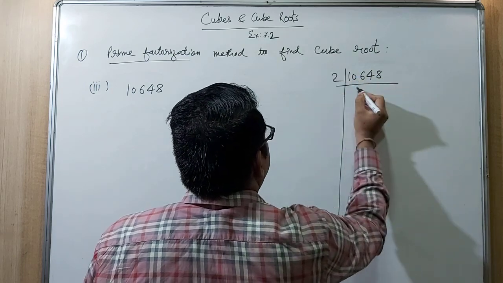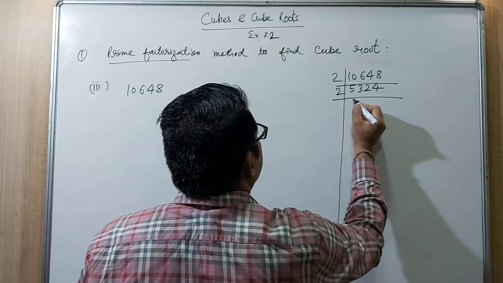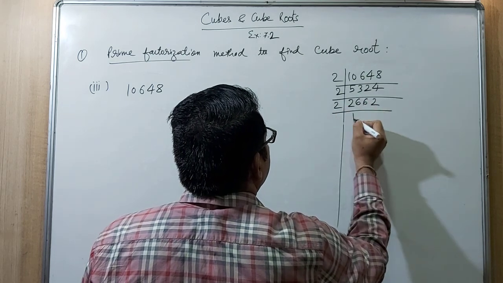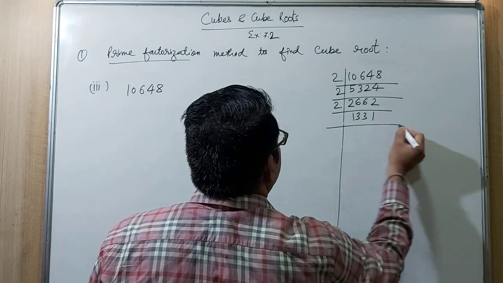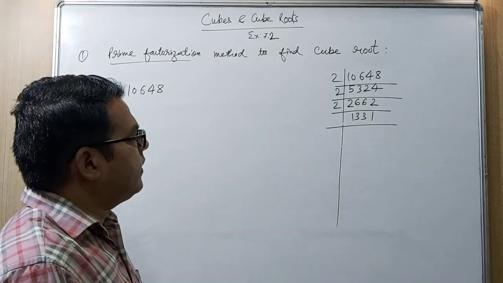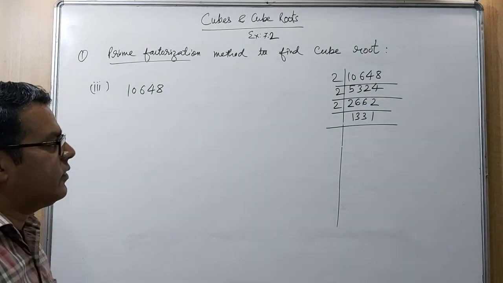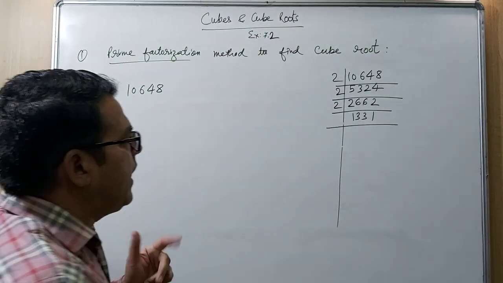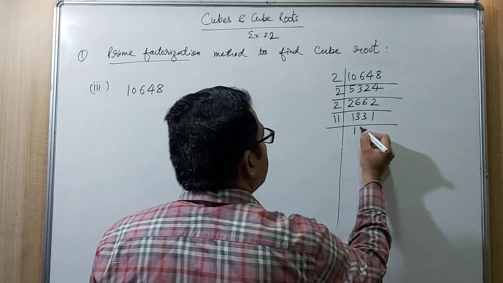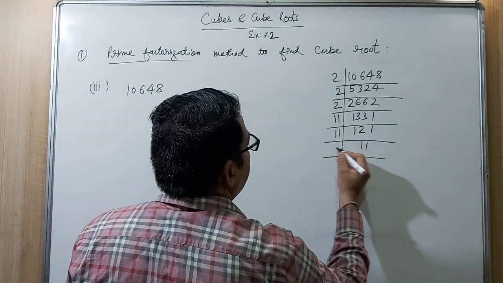By 2 it is divisible. Again by 2. Again by 2. Now it is not divisible by 2 and by 3 also, since the sum of digits is 8. So yes, by 11 it is divisible. 11 11 is 11, 2 is left, 11 2s are 22 and 11 1s are 11. Then again by 11 11 time and by 11 1 time.